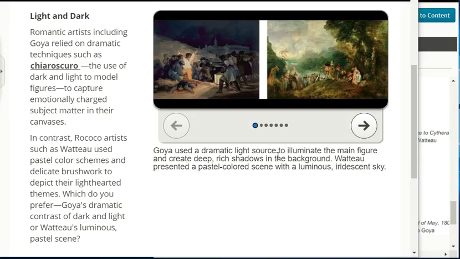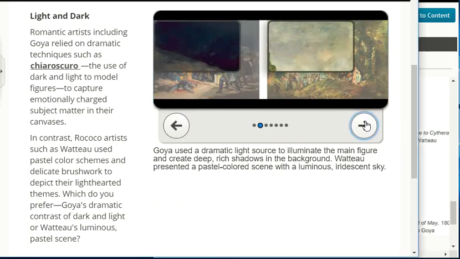Goya used a dramatic light source to illuminate the main figure and create deep, rich shadows in the background. Watteau presented a pastel-colored scene with a luminous, iridescent sky.